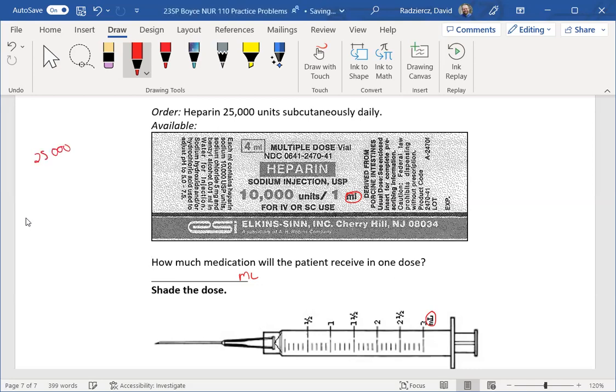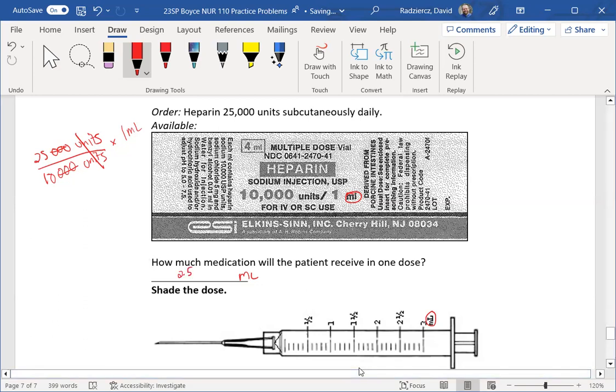The 25,000 units of heparin. I'm going to just do this desired over have. My available is the 10,000 units of heparin. And then my quantity is the 1 milliliter. So units cancel. A little trick here: if you write these things out, 25 divided by 10 is a lot easier to type into your calculator than 25,000 over 10,000, but it's the same thing. You do get 2.5 mL. And then I would just look for 2.5 milliliters on my syringe, and then I would just shade in my syringe, better than what I'm doing.